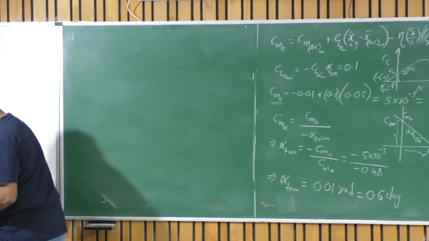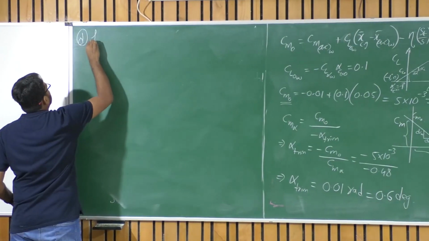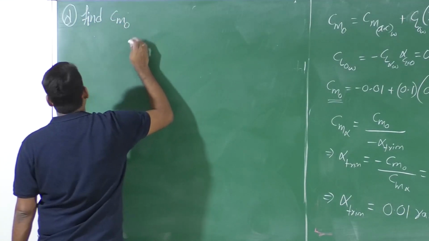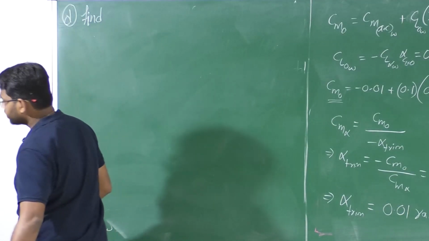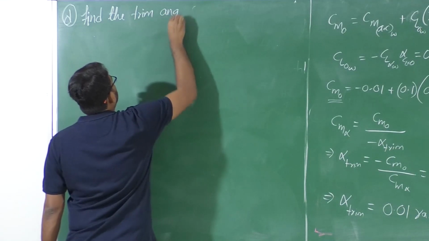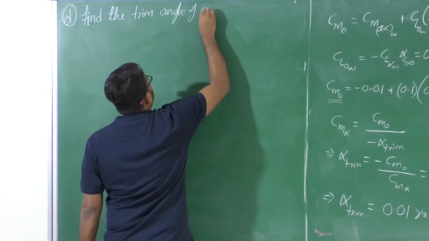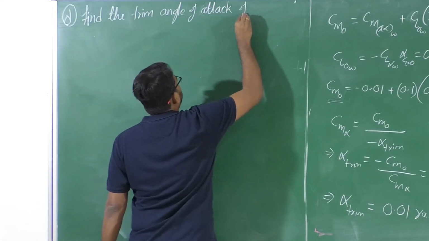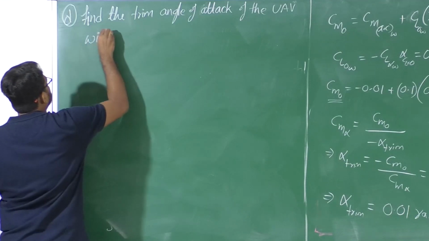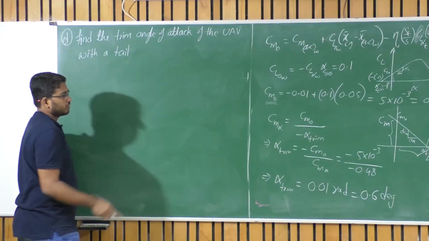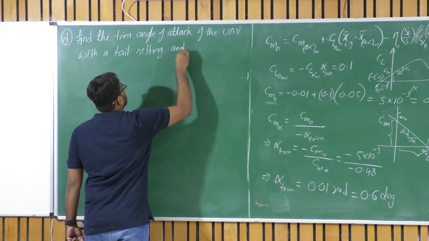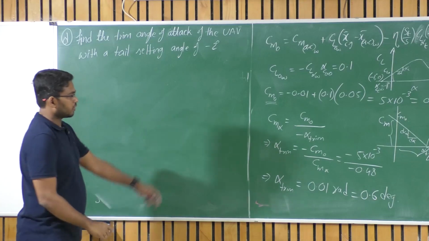Part D of this question is: find Cm naught, or say find the trim angle of attack of the UAV with a tail setting angle, again the same UAV, with the tail setting angle of minus 2 degrees. Okay. Let's solve this question again.